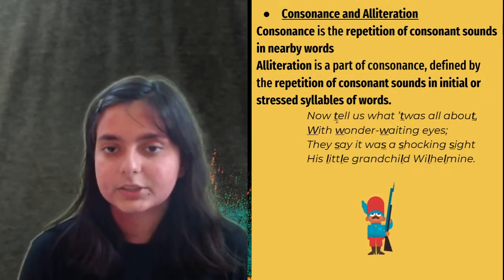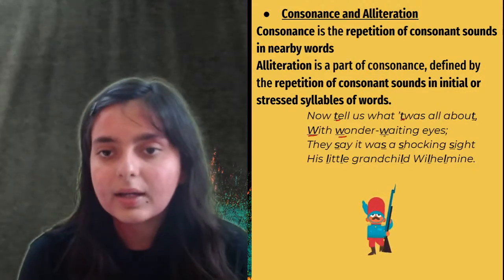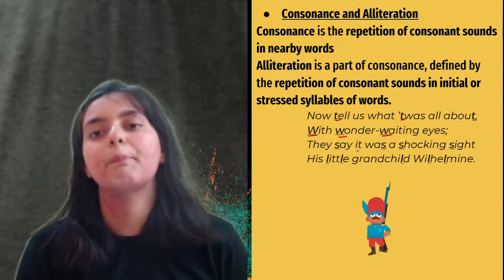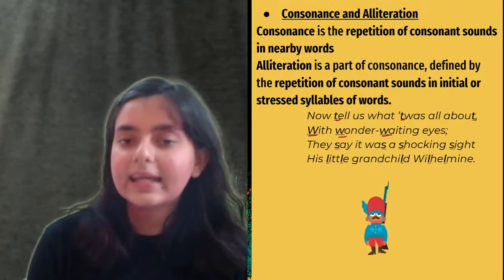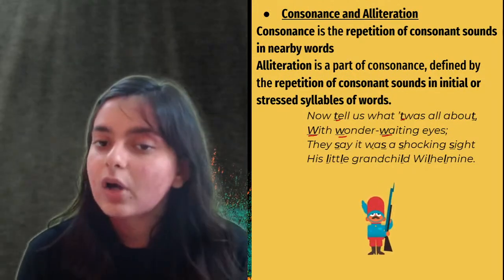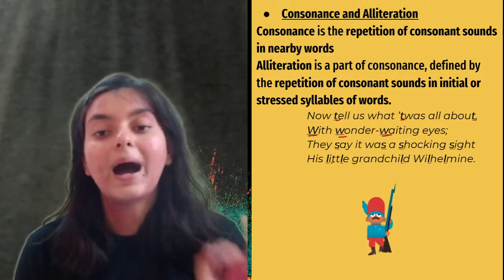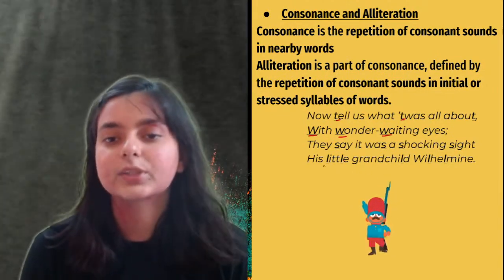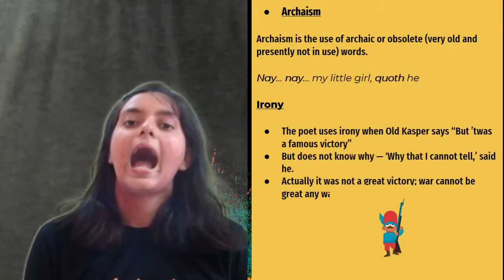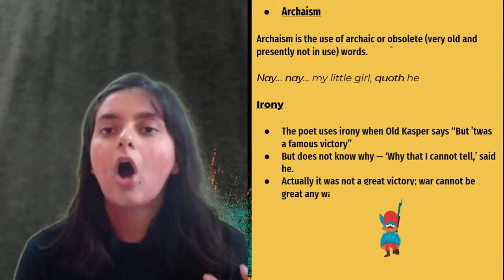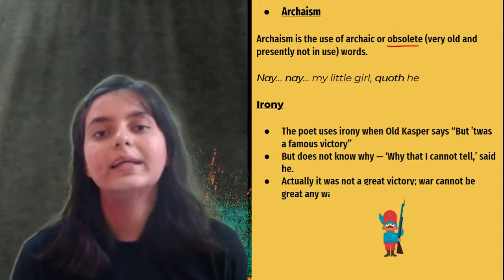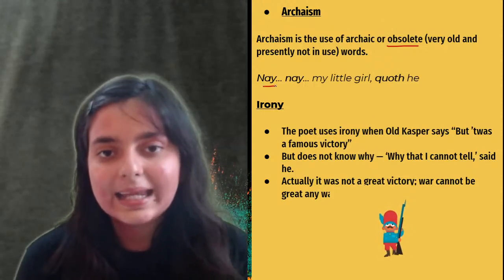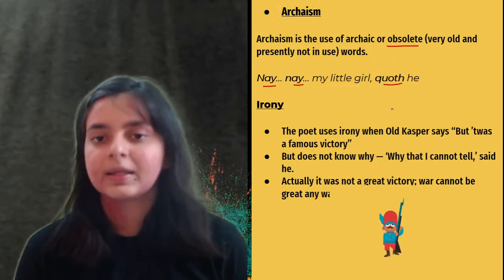Like tell, was. So T repeated at the beginning of the syllable. With, wonder, waiting, repeated at the beginning of the syllable. This is an example of alliteration. Consonance can happen anywhere, not necessarily at the beginning. Say, was, shocking. This is also repetition of a consonant sound, but not at the beginning. That is the difference between alliteration and consonance. Same with little grandchild, so the sound of L being repeated. Archaism has been used. Archaism is the use of archaic or obsolete, that is very old words, which are no longer in use in modern English. For example, ne, my child, quoth he, that is said he, right?